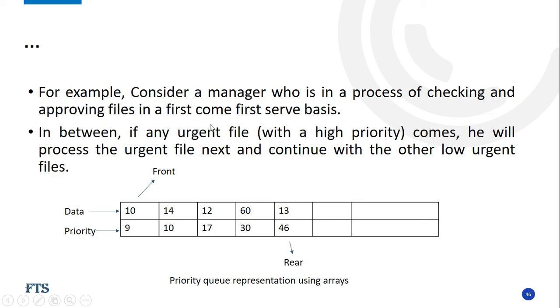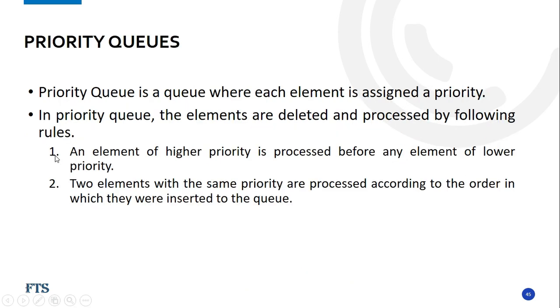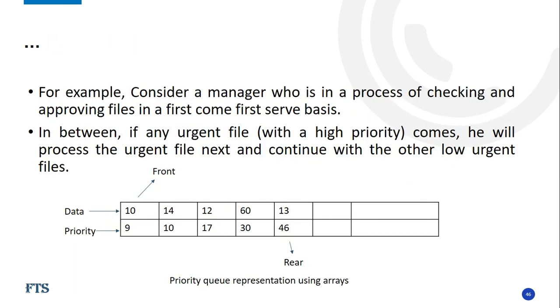Example: consider a manager who is in a process of checking and approving files in a first come first served basis, the FIFO. In between, if any urgent file with a high priority comes, he will process the urgent file next and continue with other low urgent files. That is the concept of priority queue. You see here we have data 10, 14, 12, 16, 17, and this is their priority.